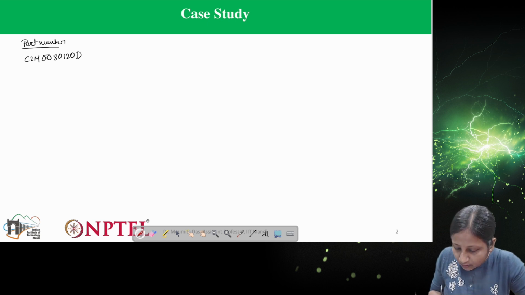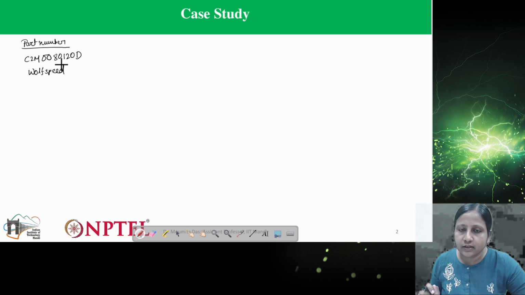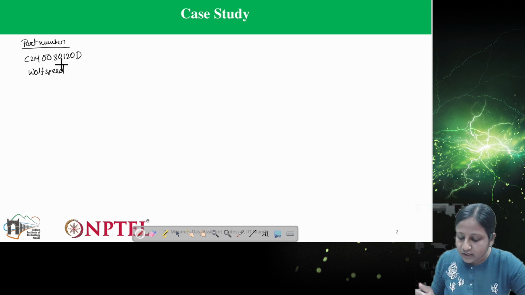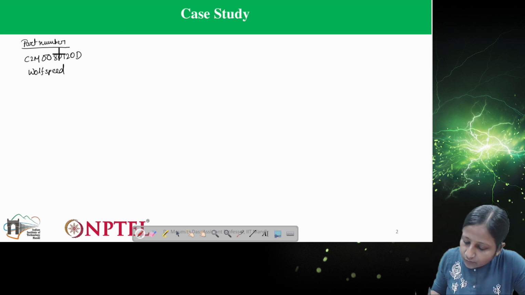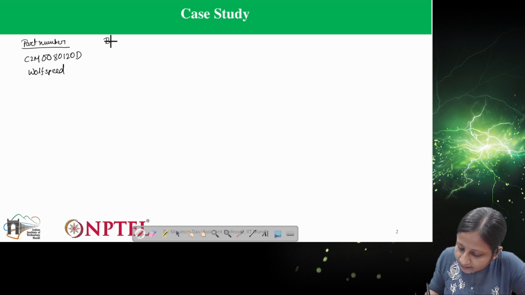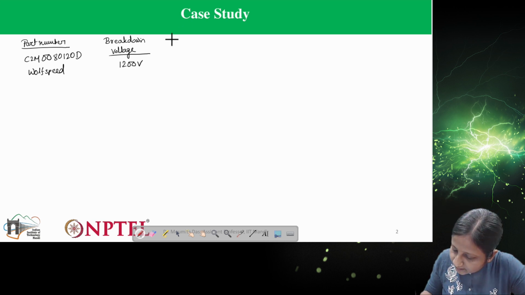So this is the part number of the device: C2M0080120D. This is from Wolfspeed. You can use any other silicon carbide device or GaN device for the design. If you open this device datasheet, you will get the required parameters. The first is the breakdown voltage of the device. That is 1200 volts.